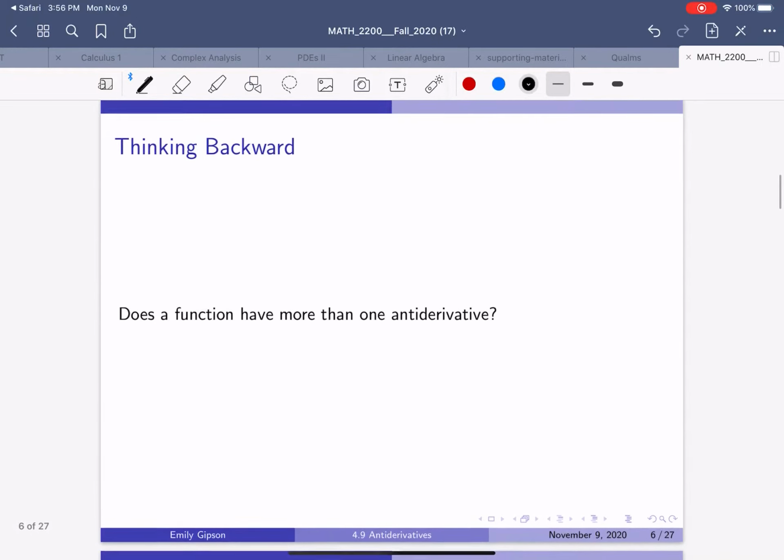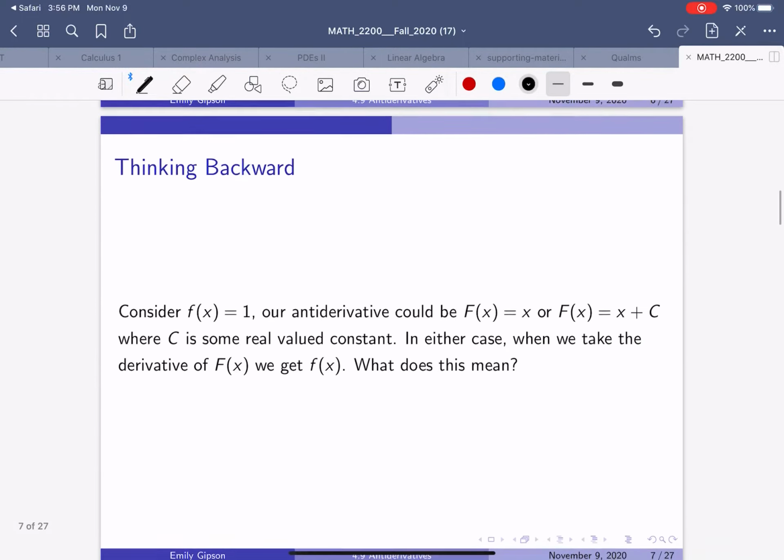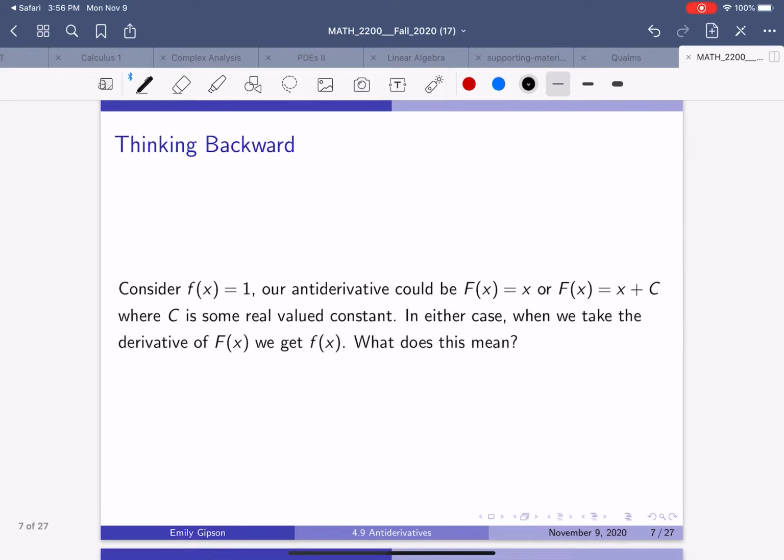So that brings the question, does a function have more than one antiderivative? And the answer is yes. Consider that first example we did where lowercase f of x equals 1. Our antiderivative could be x, or it could be x plus some number c, where c is some real valued constant. In either case, when we take the derivative of capital F, we get f of x.